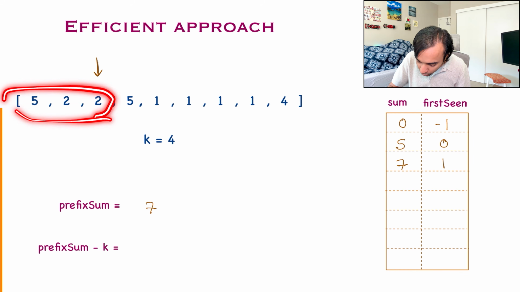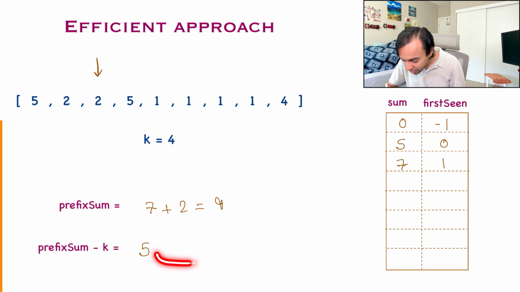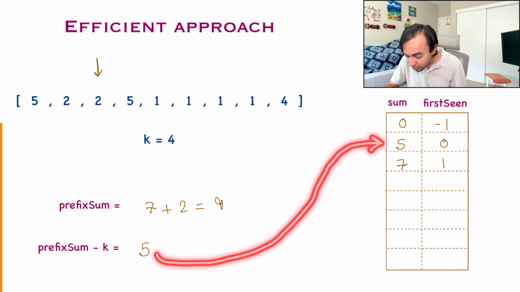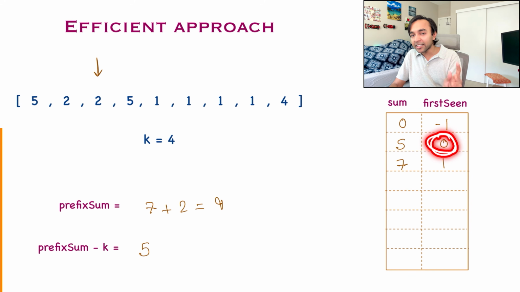I see the element 2. So the prefix sum now becomes 9. And what is prefix sum minus k? 9 minus 4 and that gives you a 5. This is where things get interesting. Have you seen this sum 5 before? Yes, because it exists in my map. And where did you see it? You saw it at the index 0. So now what did you get?